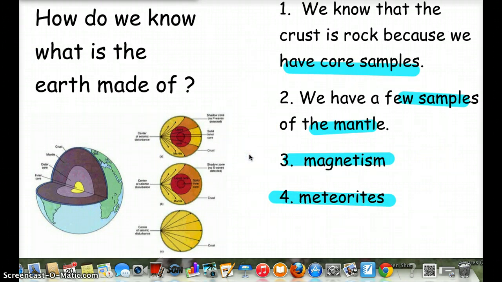And this slide is telling us how do we know what the Earth is made of. Okay, well, we know what the Earth is made of from a couple of pieces of evidence. The first one we've talked about, and that is core samples. We have actually drilled into the crust, and we can pull up those materials and analyze those and determine what type of minerals are present. We do have a few samples of the mantle, and I know that sounds a little strange because the mantle is so deep, and we know that we have not come close to drilling into it.